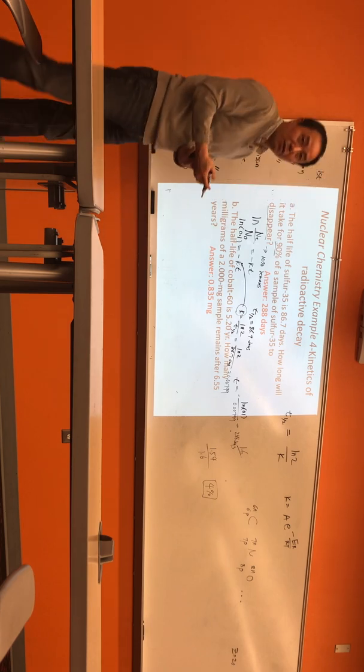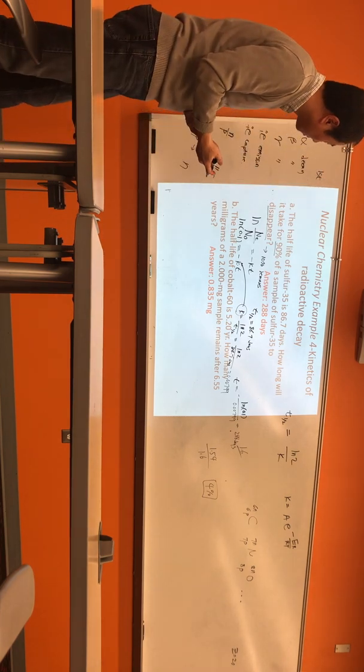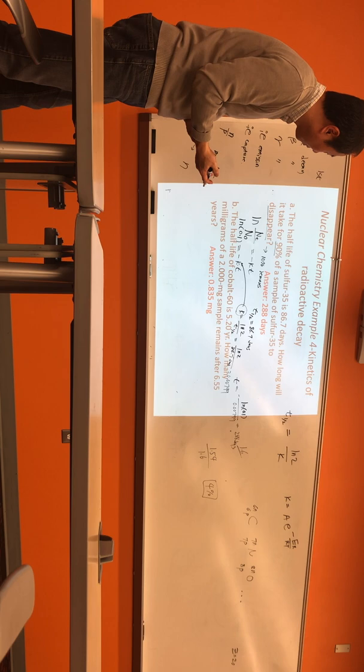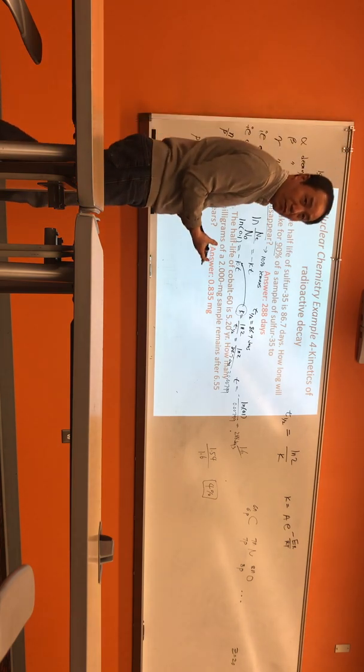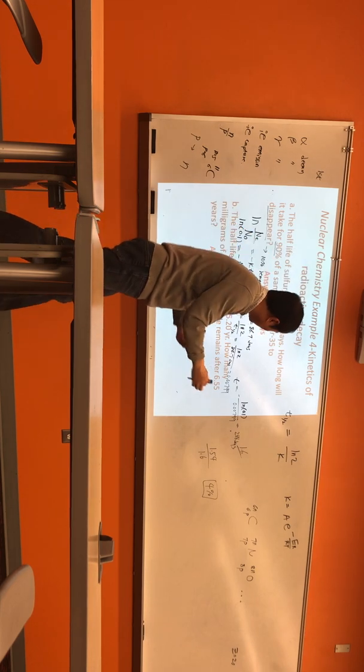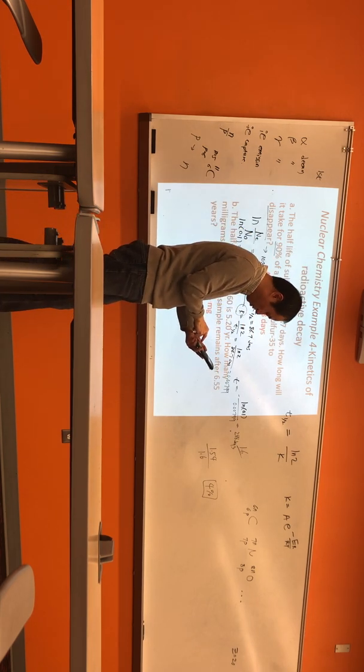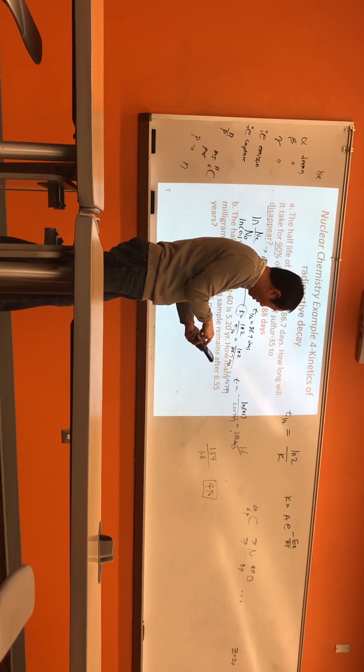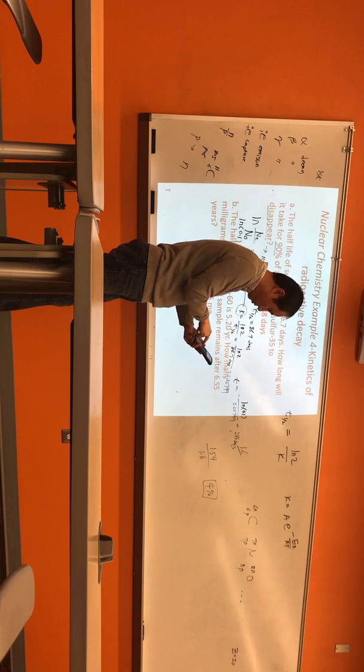I'm sorry, how did you get 288 days? Why don't I type it actually? Negative logarithm 0.1 divided by. Oh, okay. So you just did the division in it. Okay. Yeah. Never mind, I'm good.